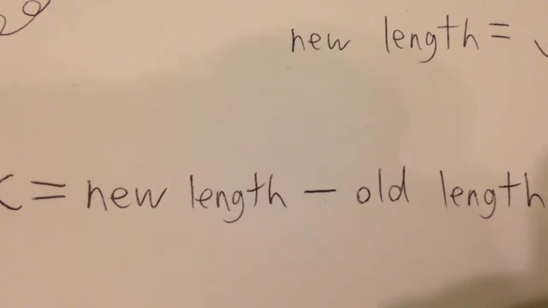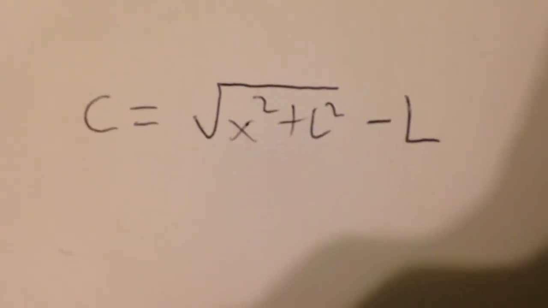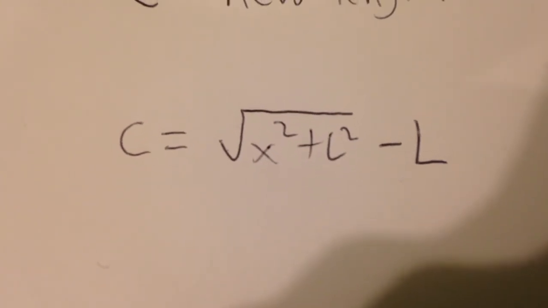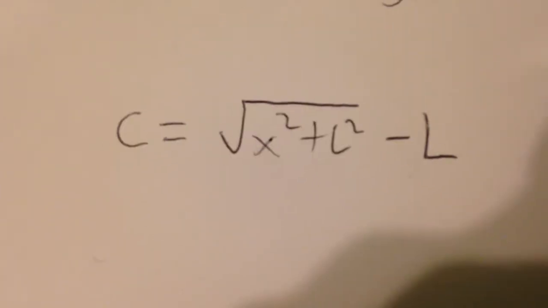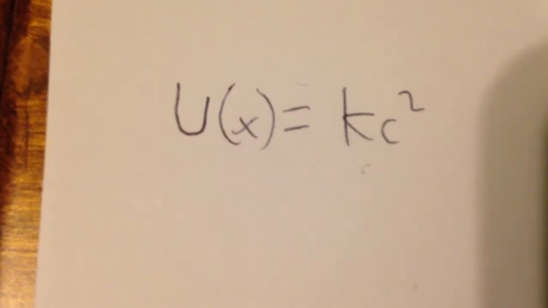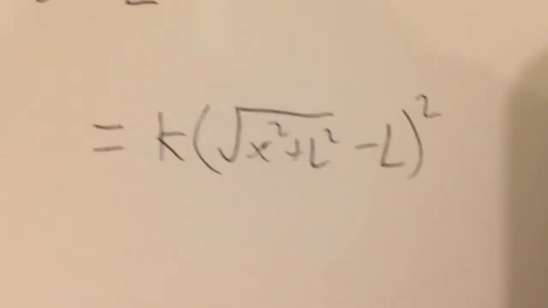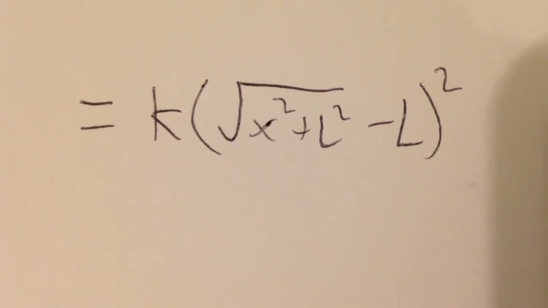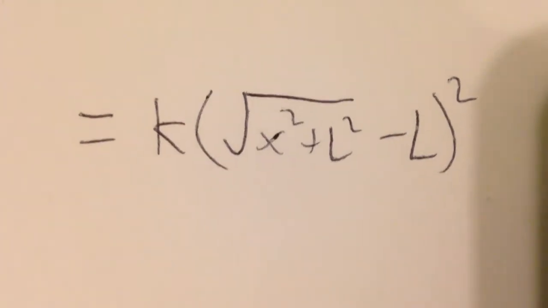New length minus old length. New length is the square root of x squared plus L squared, and the old length is L. So c, the change in length of the spring, is equal to the square root of x squared plus L squared minus L. Now that we have found c, we can substitute it into our equation. Doing so, we find that U of x is equal to k times the quantity square root of x squared plus L squared minus L, squared.